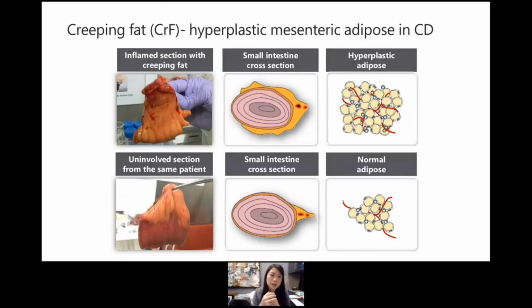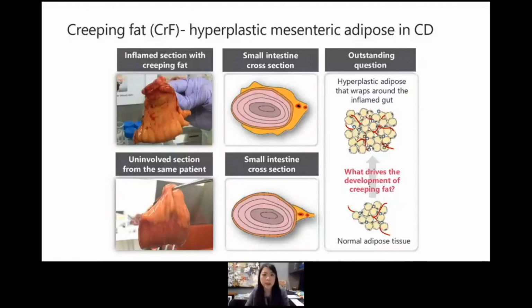And so at the molecular level, this fat wrapping is actually very different from obesity. In obesity, you usually define fat expansion as hypertrophy, adipose expansion, where the fat cells get bigger. But in creeping fat, you actually have a lot of these fat cells, and these fat cells don't expand the way that you would see in obesity. And so what we are interested in is what's actually driving this development of creeping fat in Crohn's disease.